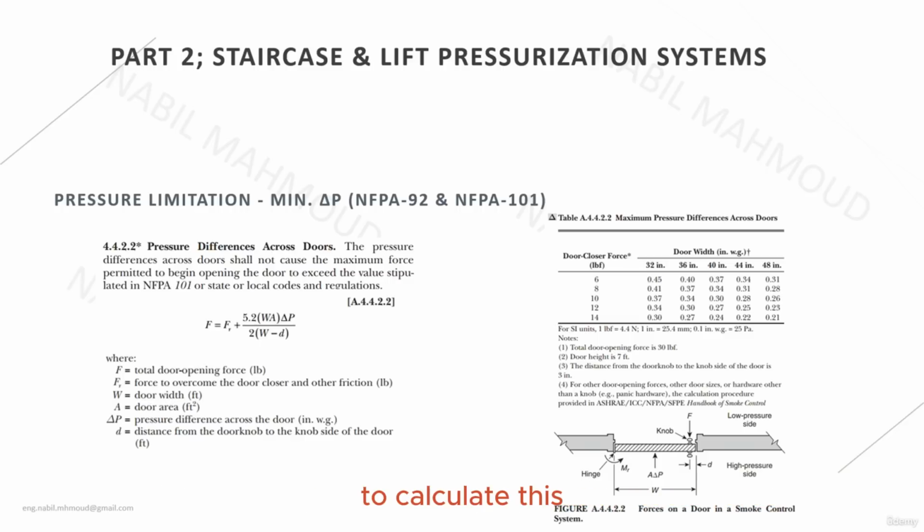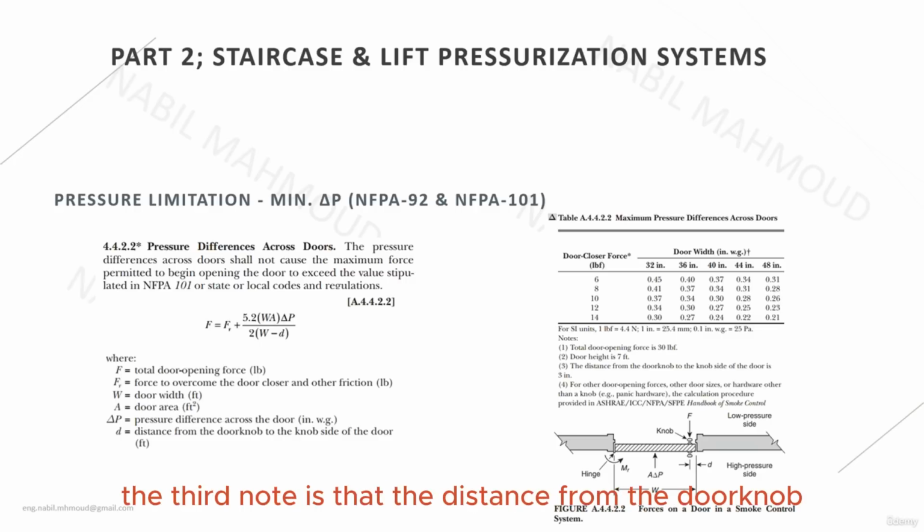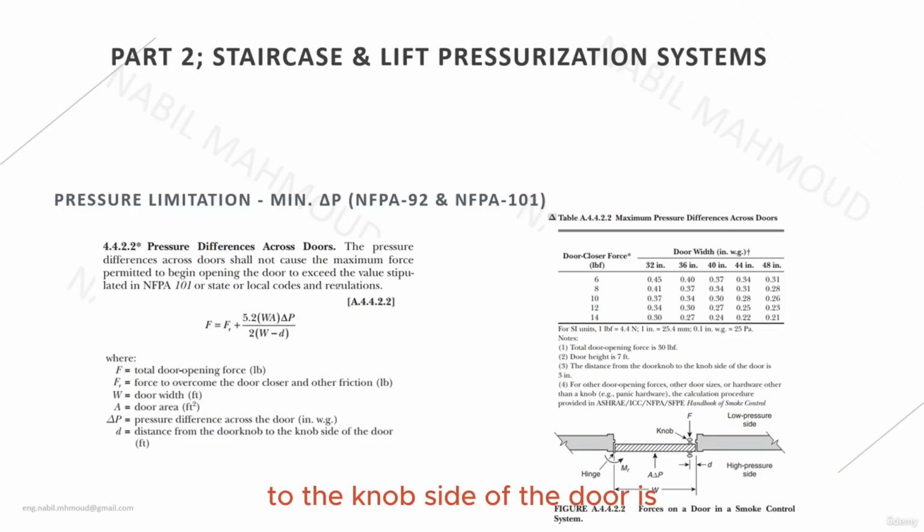To calculate this, you need to read the notes of this table, and afterwards we will go to the equation on the left side of the screen. The notes of this table say that the total opening force for the door is 30 pound of force, or the equivalent of 132 Newton. The second note is that door height is 7 feet. The third note is that the distance from the doorknob to the knob side of the door is 3 inch.